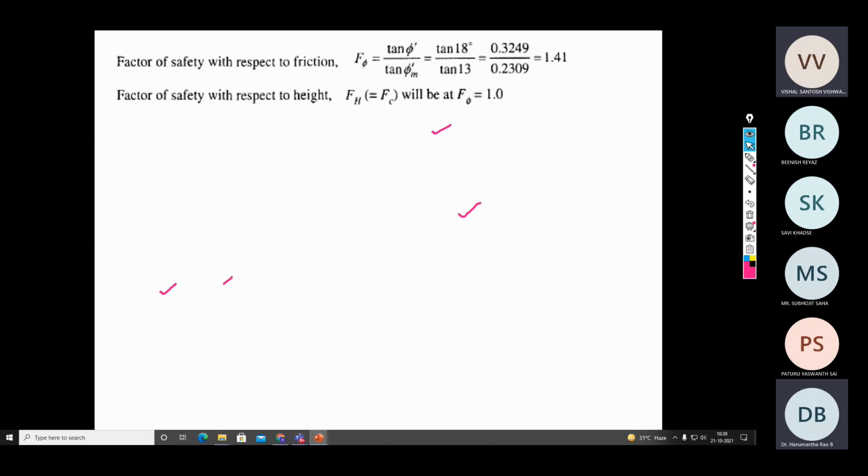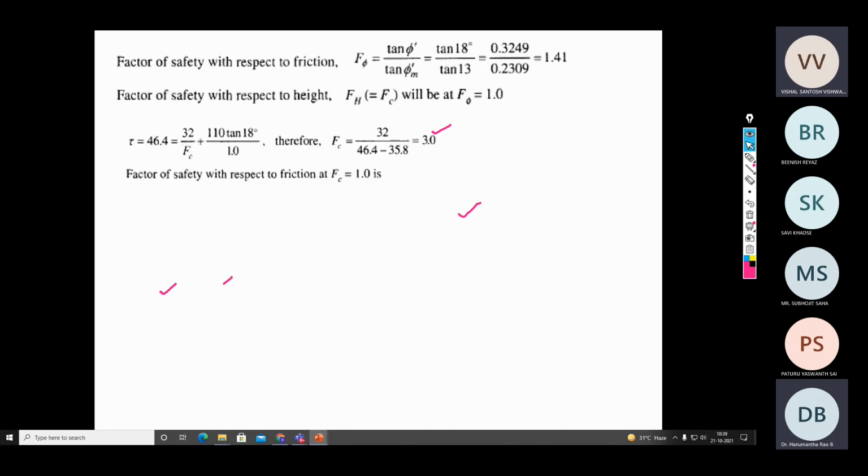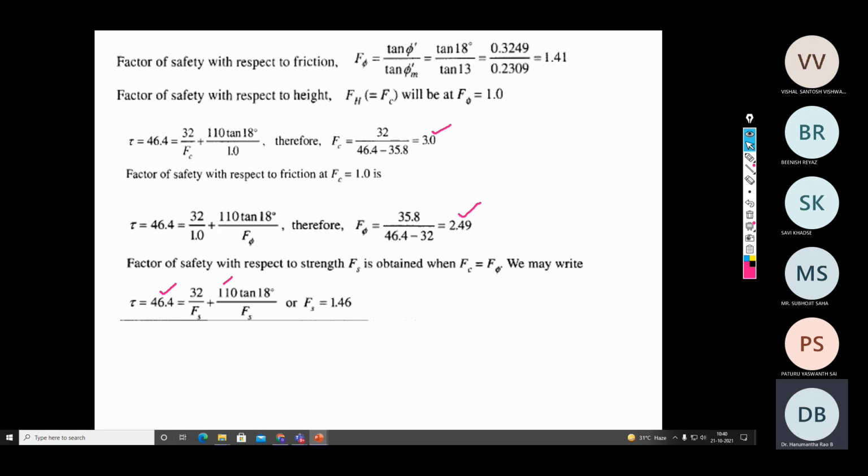Sir, in the previous slide we already found the value of F. Yes. So why recalculate in the second slide? It is not recalculating. It is based on the assumption.